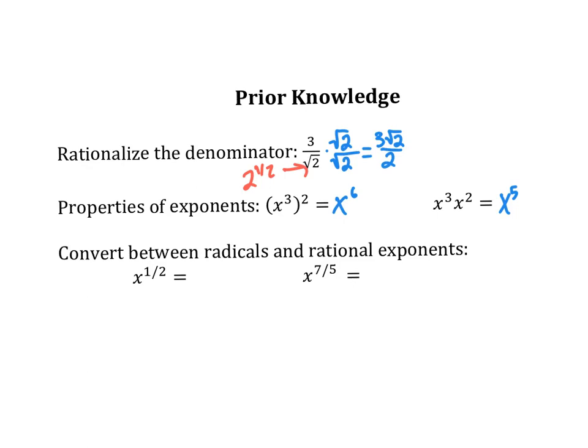Finally, we need to know how to convert between radicals and rational exponents. So x to the 1/2 is the square root of x, and x to the 7/5 is the fifth root of x to the 7th. Although this form would be simplified, we know that in radical form, we often have to go one extra step. So we'd have x times the fifth root of x squared, because we would pull out an x from the x to the fifth that's inside, and we'd be left with 2 more factors of x.